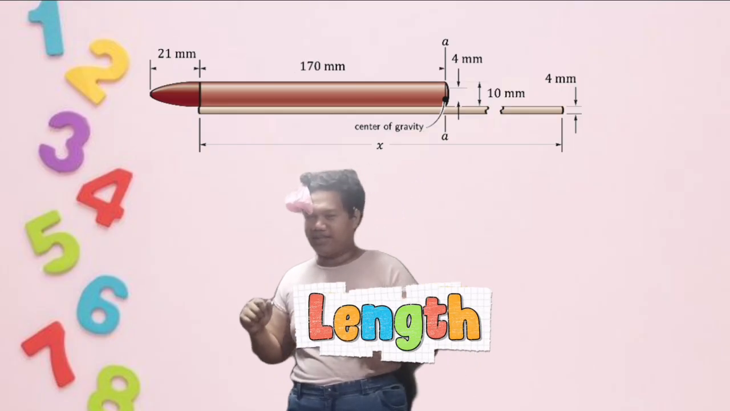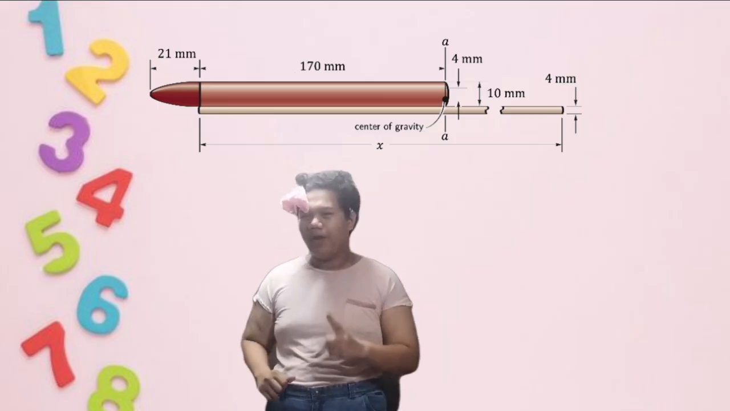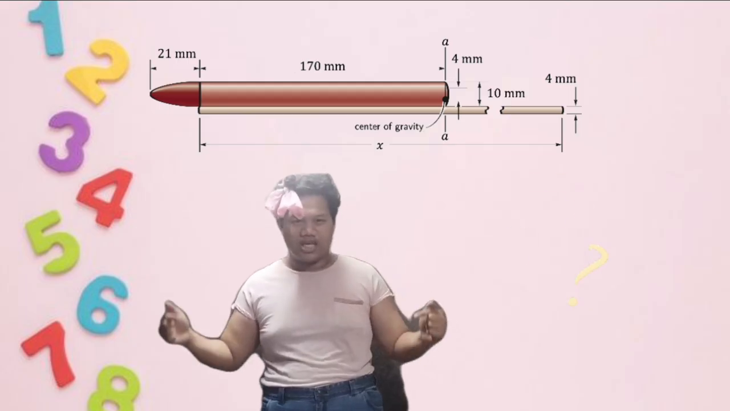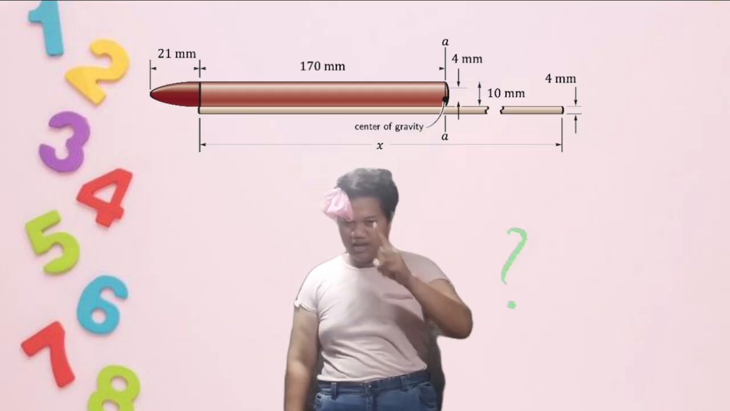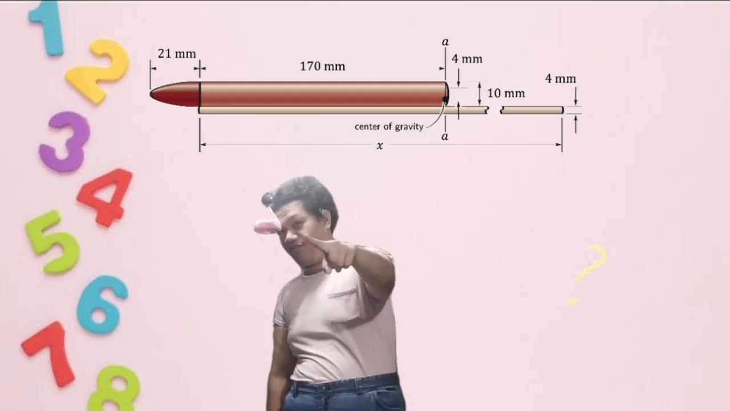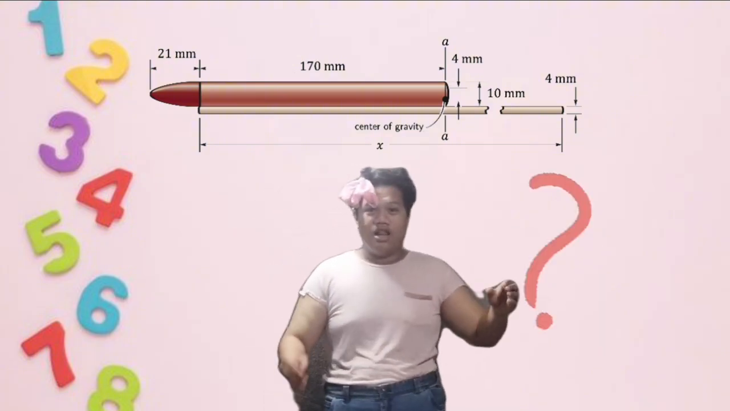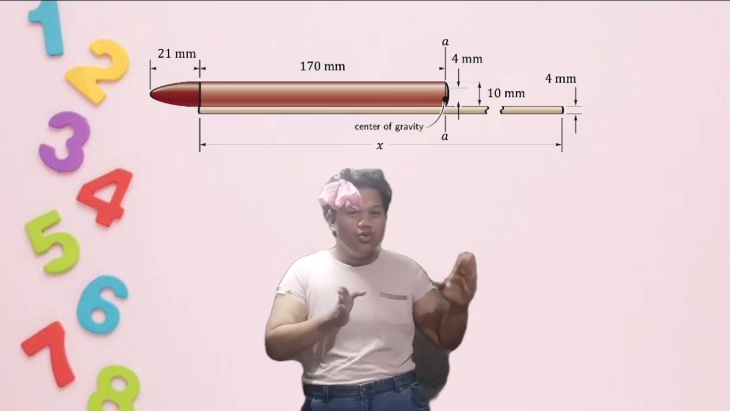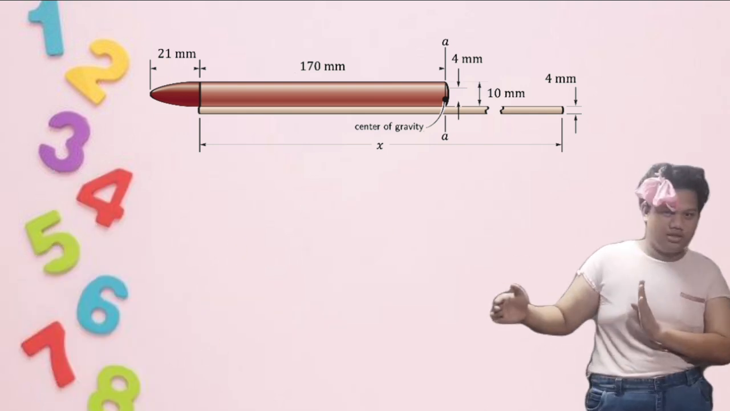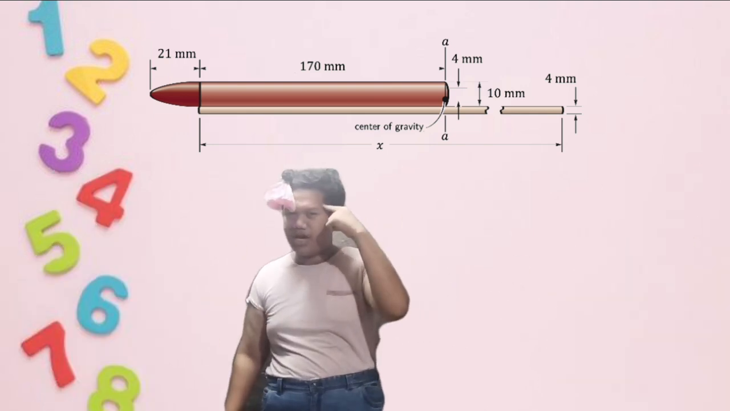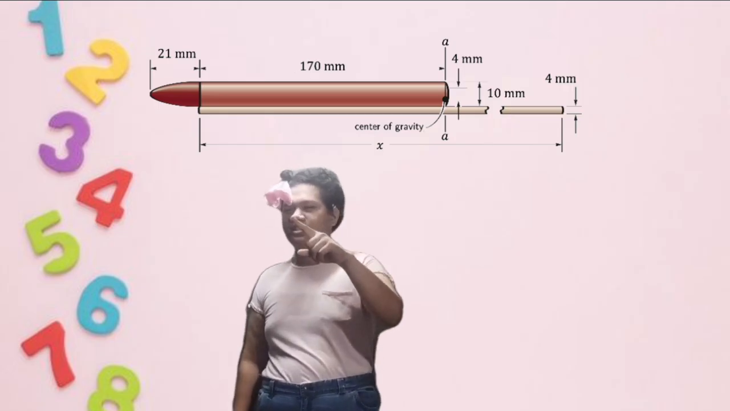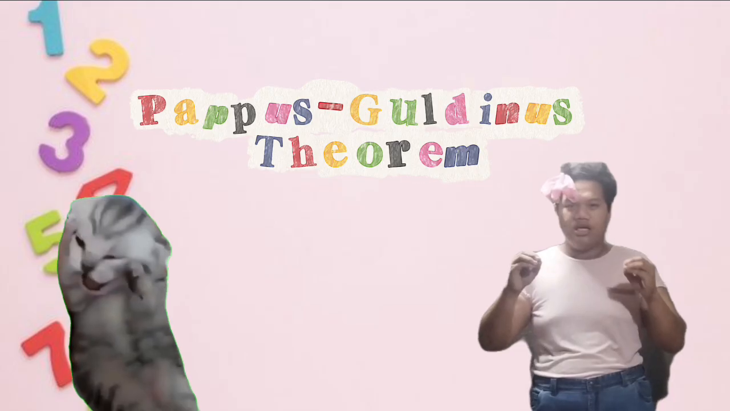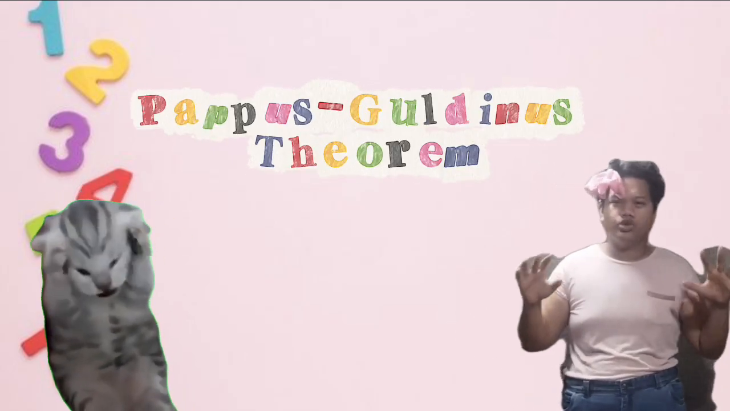Now, the problem is, how do we find the length of the stick if the centroid or the center of mass is not to the left, it's to the right? That makes you think, right? First, what we're gonna use is the Pappus-Goldilocks theorem.